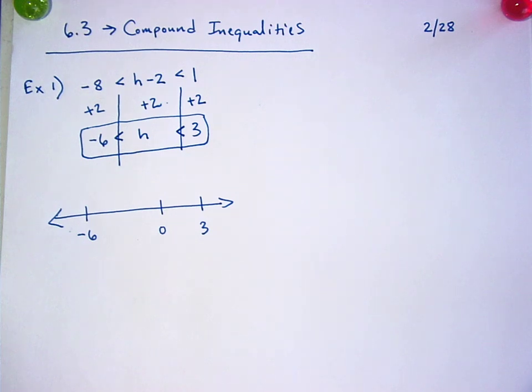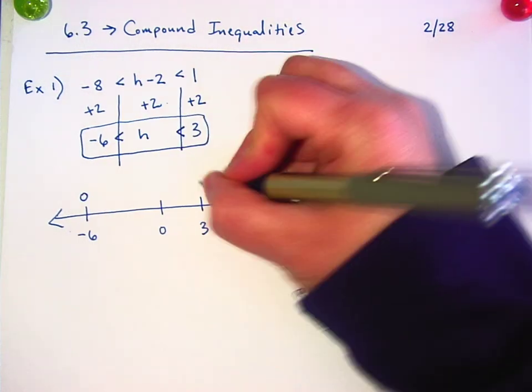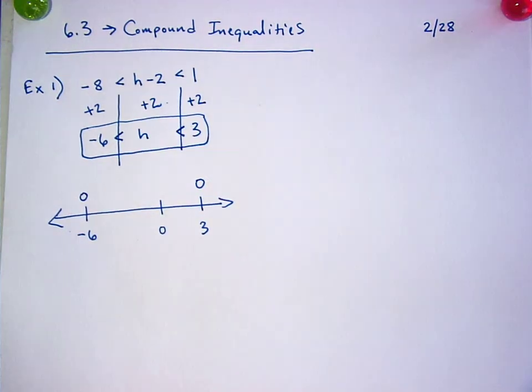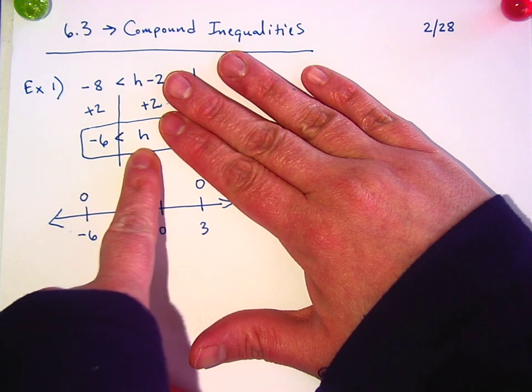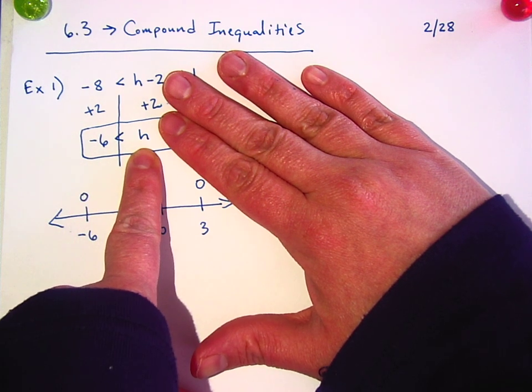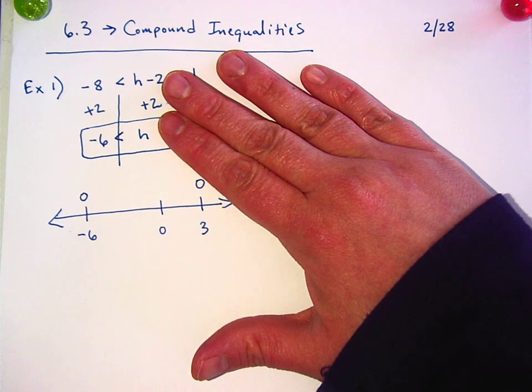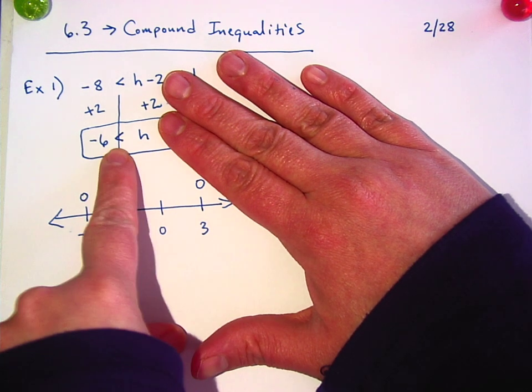Open or closed? Open. Put open on both. Remember, don't put it on 0. Now this is going to be hard to do, so everybody look up. We're going to have to read this backwards right now. Is h greater or less than -6? Which one is the alligator eating? Greater than. h is greater than -6.